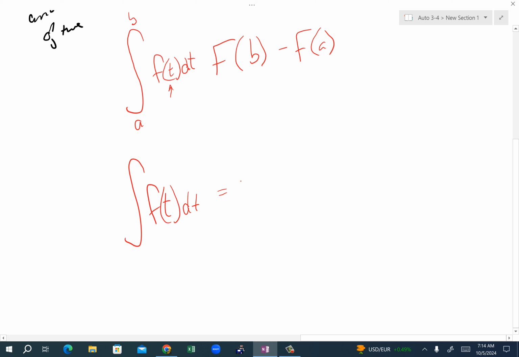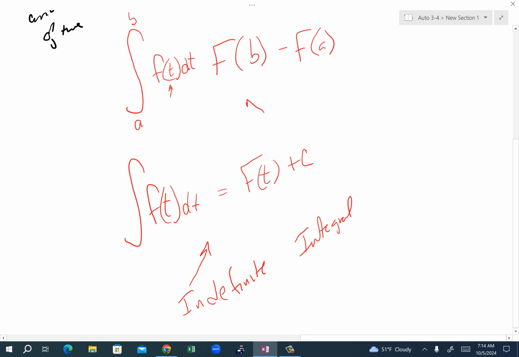This guy here is simply going to be f of t plus some constant. This is what we refer to as the indefinite integral. Wait, this one on top is different. Jay, what do you call that one? Wait for it, definite integral.